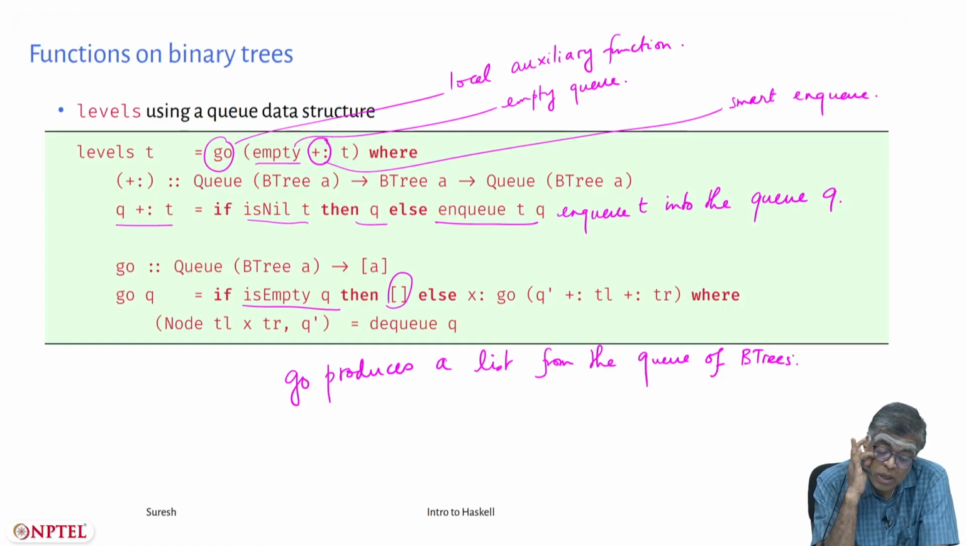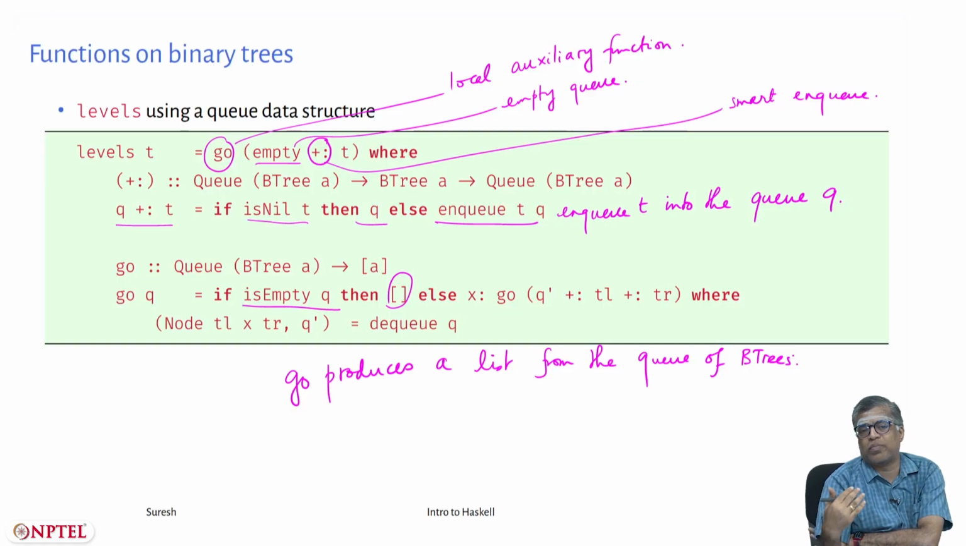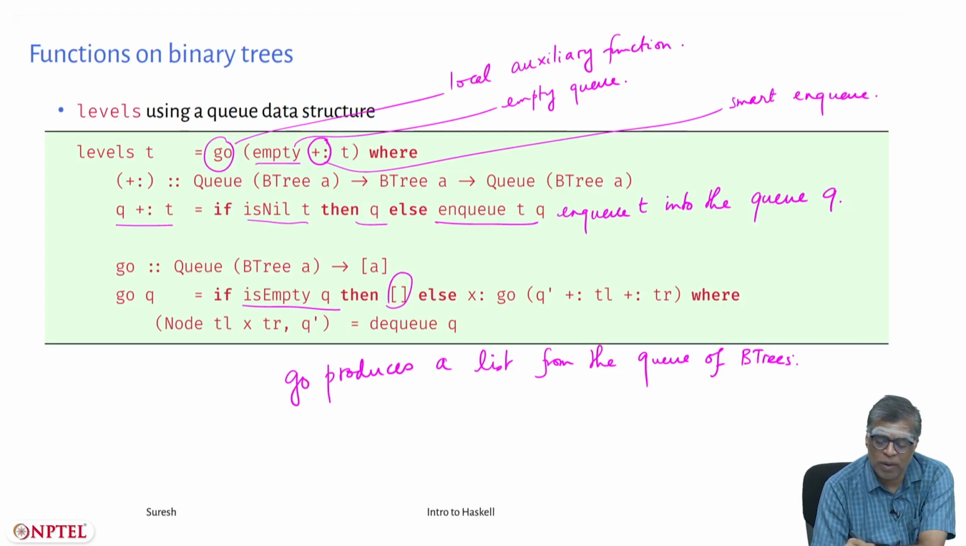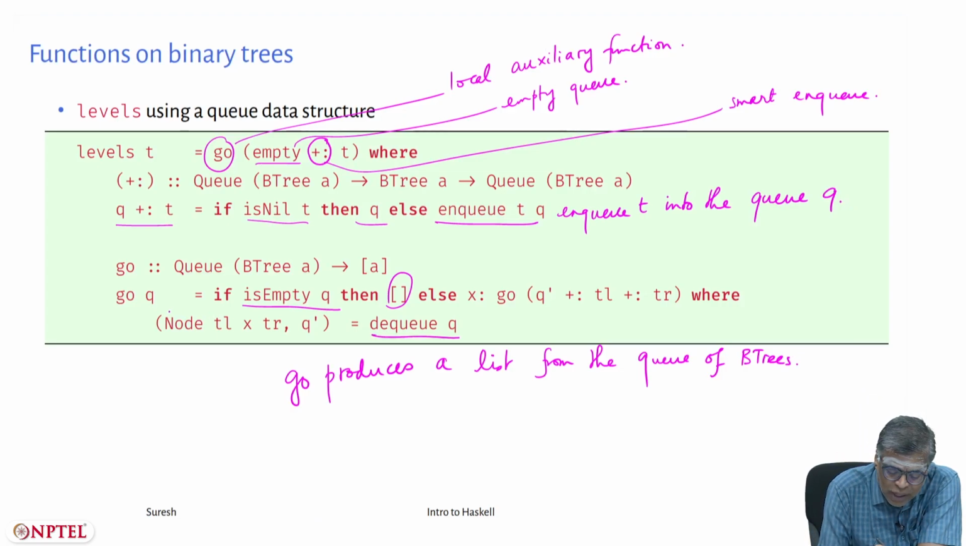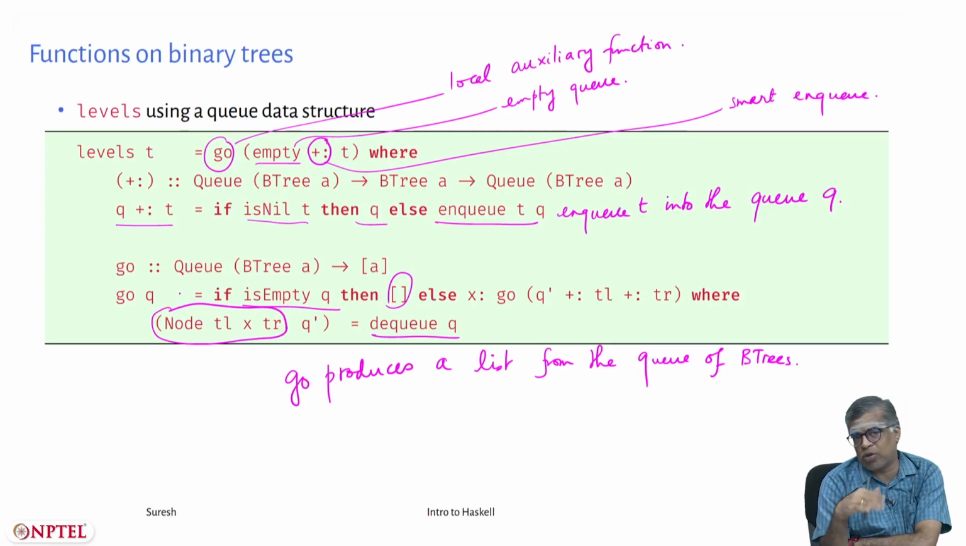Okay, that's what it does. So, if the queue is empty, then there is nothing to produce, you just produce the empty list. Else, you look at the first element, you dequeue the queue and you will get one tree. We have a guarantee that all trees in the queue are non-empty, because if the tree is nil, we don't enqueue it into the queue. So, this queue will be non-empty, it will have structure Node TL X TR, and q prime is the remaining queue after you dequeued it.